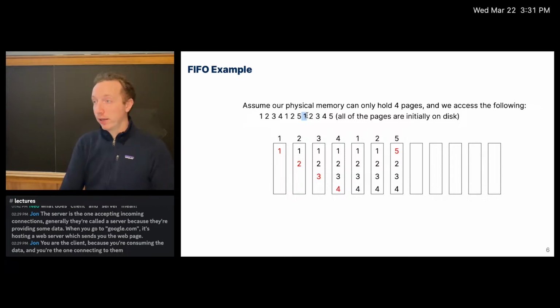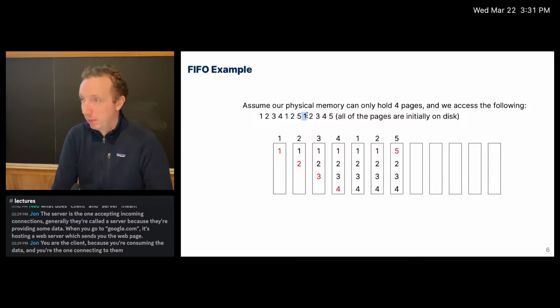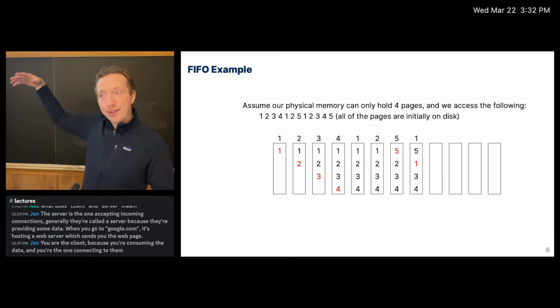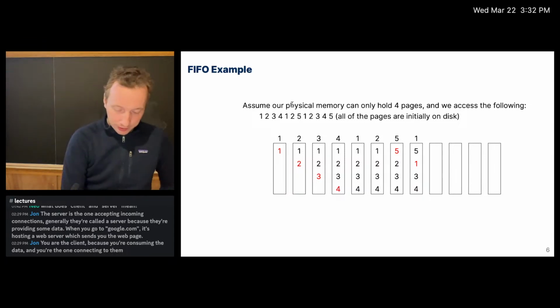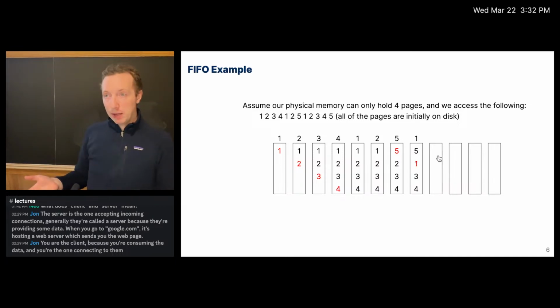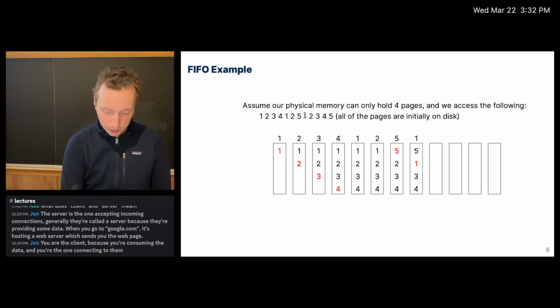Now I have to pick: do I kick out page 5, page 2, page 3, or page 4? In this case, I would have to pick page 2 because of all the ones remaining, that's the oldest one. And it also looks like a diagonal line when you look at it with the red numbers like this, so that's an easy way to do it really fast. So I had to kick out number 2. Now in memory, I have 5, 1, 3, and 4.